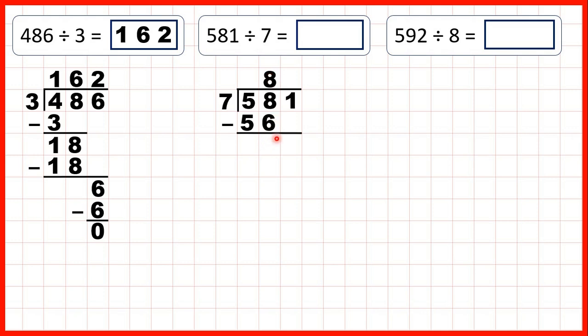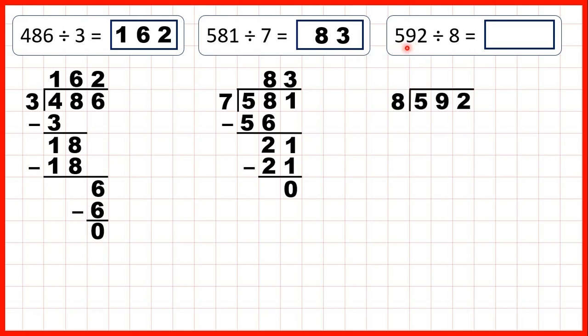So now we subtract and bring down. 58 minus 56 is 2, and we can bring down the 1, so we have 21 divided by 7. Now 21 is in the 7 times table, so we can either write 21 below, or we can just write 3 in our answer line, because 3 times 7 is 21, and we don't have any more digits to bring down. But to show that we don't have a remainder, we can subtract 21 and get 0. So our answer is 83.